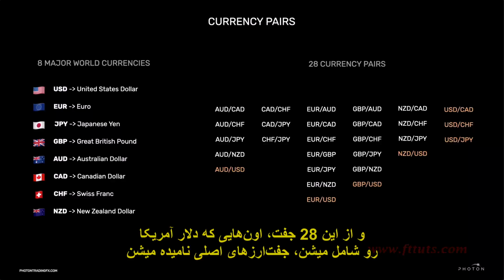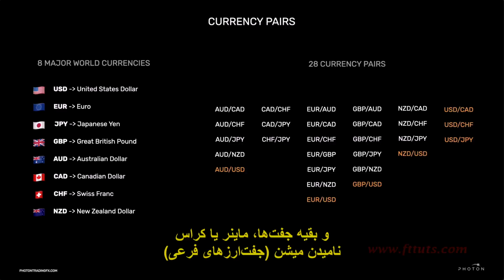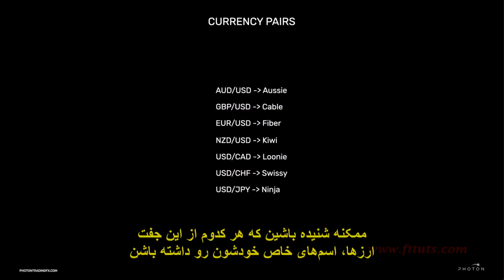And of these 28 pairs, those that contain the US dollar, those are referred to as the majors. And the remaining pairs that do not contain the US dollar are commonly known as minors or crosses. Now, you may hear many of the major pairs referred to by traders with certain nicknames.